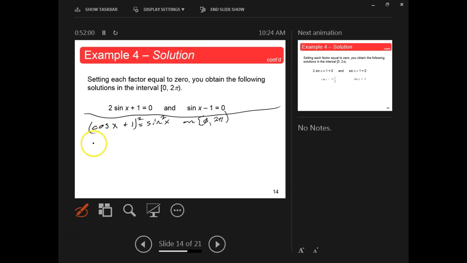And what does the left-hand side give you? Cosine squared x. Oh, you left out some cross terms. Plus 2 cosine x plus 1. Everybody see that? If you don't, think of it as cosine x plus 1 times cosine x plus 1. That's what it means to square something, to multiply it by itself. And when you FOIL this, there's your cosine squared, your plus 2 cosine x, and your plus 1.